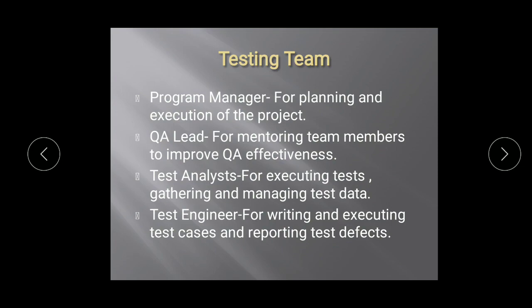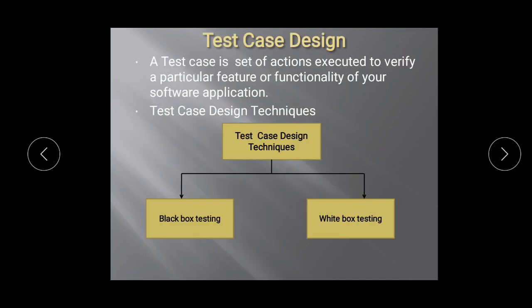Whenever that testing is done, managing that particular process is done by the test analyst. Test engineer, for writing and executing test cases and reporting test defects. So writing, making proper documentation of the test cases which are designed for that software, and reporting test defects, making documentation and reporting to the higher levels, that is the analyst, QA lead and program manager, for the defects which are reported and solved.